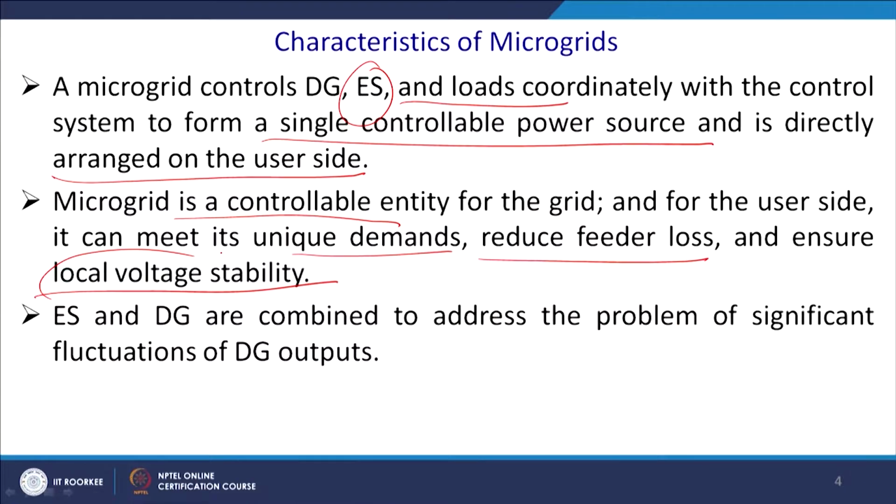It can fetch a little more power from another microgrid, and it can share and reduce the feeder losses and ensure local voltage stability. So, you may have peer to peer networks and all those entities we have discussed, and by applying them we can ensure local voltage stability. And the energy storage elements and DGs, that is distributed generations, are combined to address the problem of significant fluctuations of the DG outputs. So, that is something we need to keep in mind.